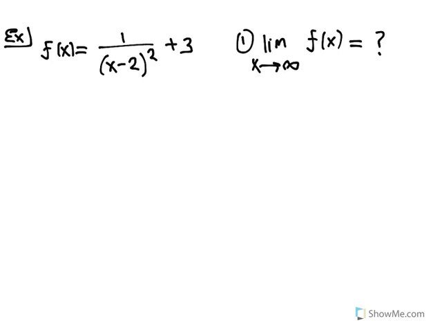So we look at our first example here. Our function is f of x, and it is equal to 1 over (x minus 2) squared plus 3. And we want to know the limit of this function as the input values go to infinity. This is called a limit at infinity. So what happens to the output values as x gets larger and larger and larger? So you can try values for x like 12, 102, 1002, because they're easy to work with.